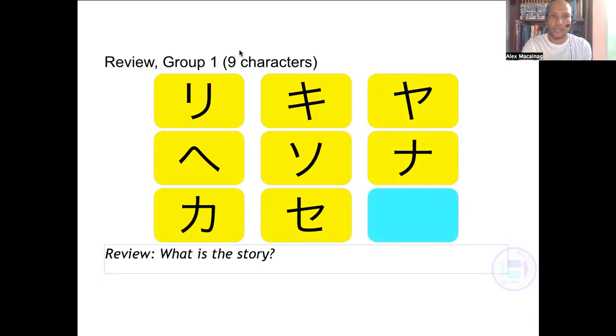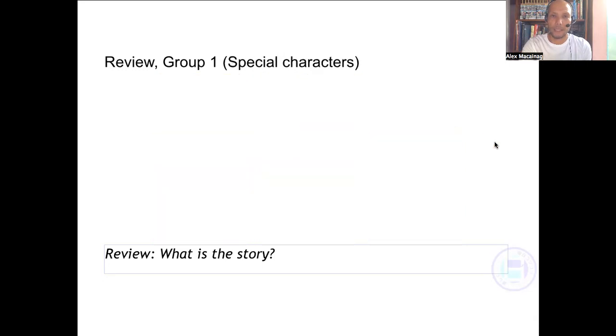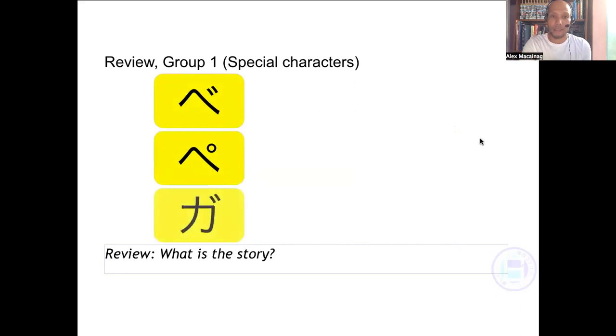Group 1 only has 8 characters. Sumimasen. Hai. Special characters. What is this? So again, same rules as hiragana. When we add ten-ten and maru to the individual groups, what happens? Hai. So this becomes, so this is be. What is this? Sou desu ne. This is pe. What is this?